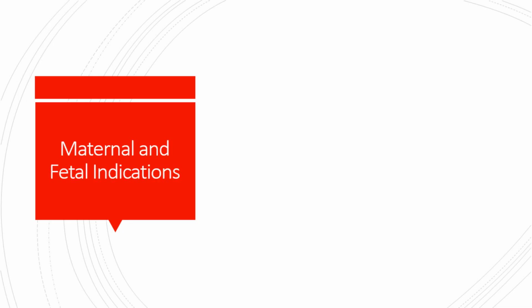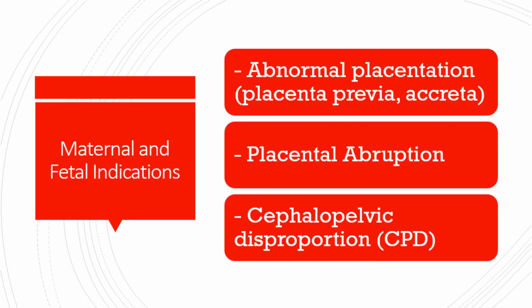Some other reasons for C-section affect both maternal and fetal health. Some examples include abnormal placentation, such as placenta previa and placenta accreta, which can lead to severe complications. Placental abruption and labor dystocia are also significant factors influencing the decision for a C-section. Cephalopelvic disproportion can lead to labor dystocia where labor is no longer progressing in either the first or second stage of labor.